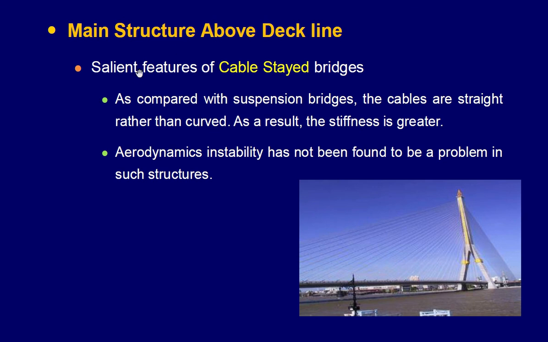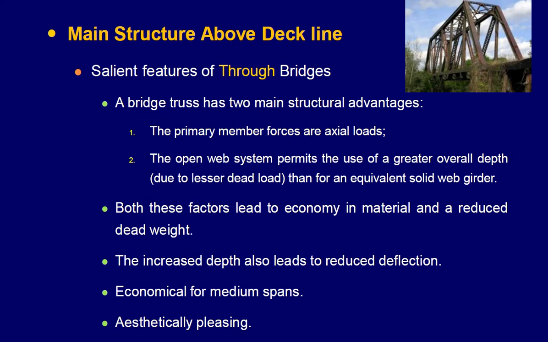Some important features of the cable stayed bridges: as compared to suspension bridges, the cables are straight rather than curved. Okay, in suspension bridges, the main cable is curved. However, here the cables are straight. As a result, the stiffness is greater. Aerodynamic instability has not been found to be a problem in this kind of structure, as we discussed in the suspension bridges. Okay, and the through bridges: a bridge truss has two main structural advantages.